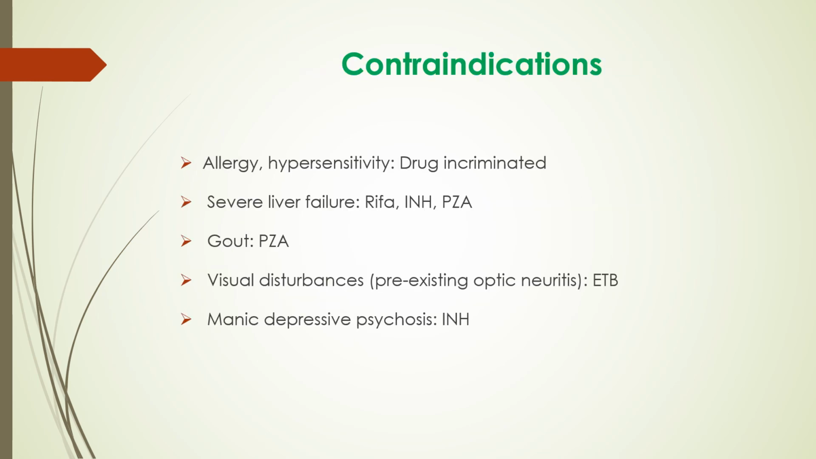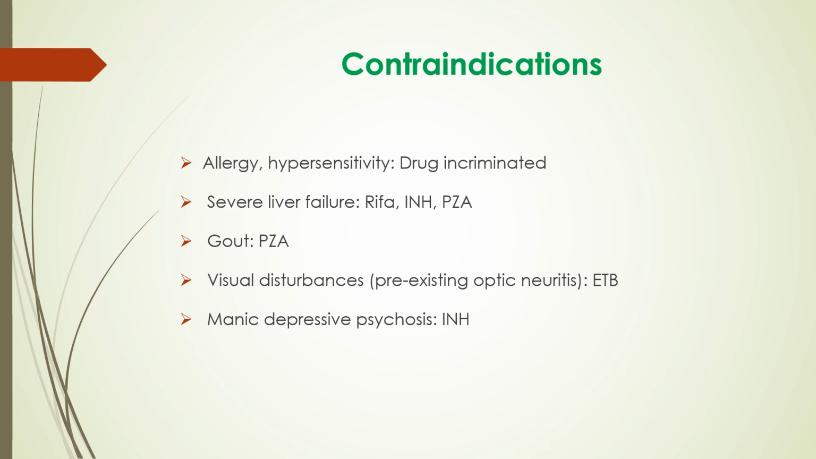What are the contraindications of the antibacillars? Each medication has some contraindications. For example, if we have an allergy or hypersensitivity, we have to know what is the drug incriminated and stop it. If we have severe liver failure, the 3 treatments that could be responsible for it are rifampicin, isoniazid, and pyrazinamide. We have to know which drugs are incriminated and stop them as well.